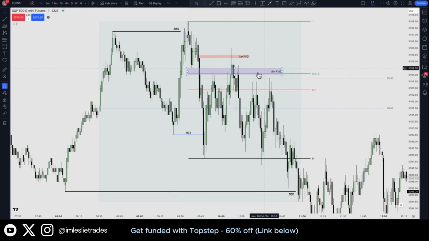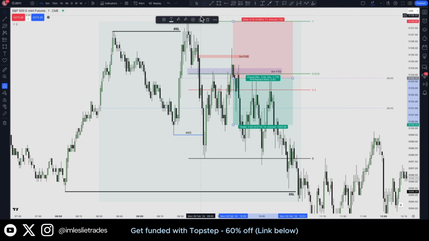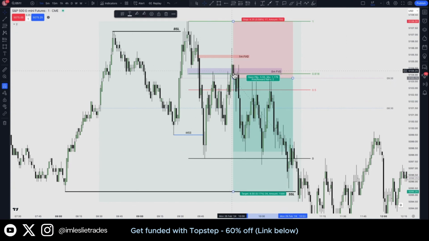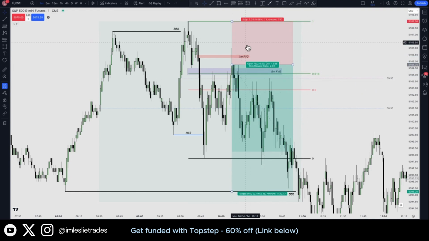Your trade can be executed here at the 5-minute fair value gap with a nice 1-to-2 risk to reward ratio. Stop loss at the highs there. You'll take profit at the sell side liquidity here for a nice 1-to-2. Or if you're monitoring on the 1-minute time frame, you can potentially have your trade entering here with a slightly higher risk reward ratio of close to 1-to-3.